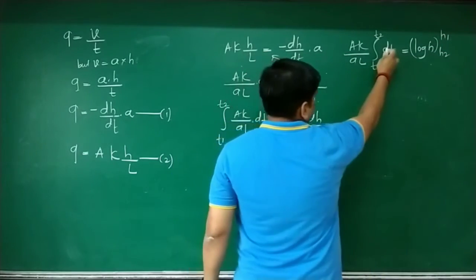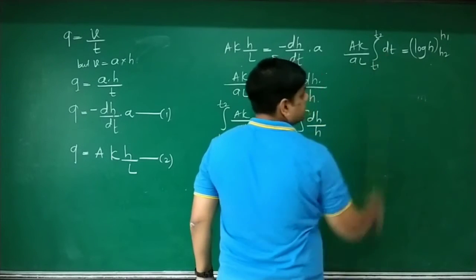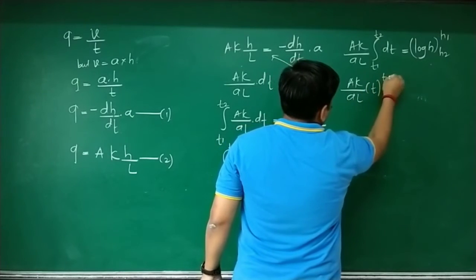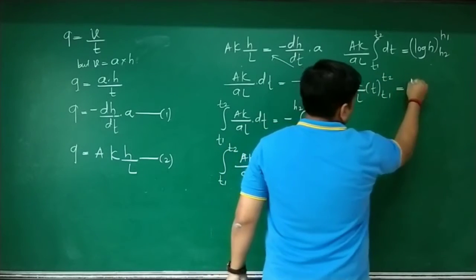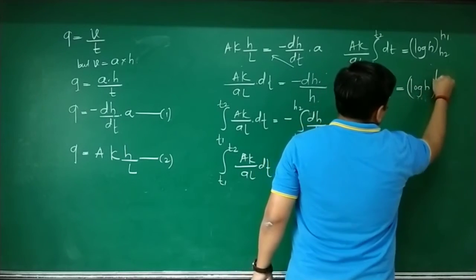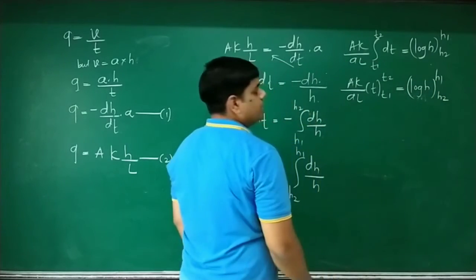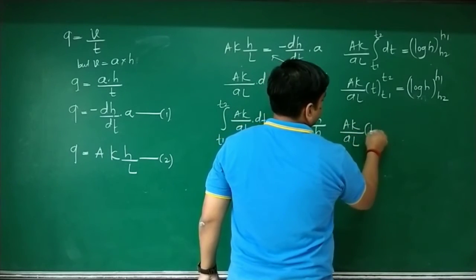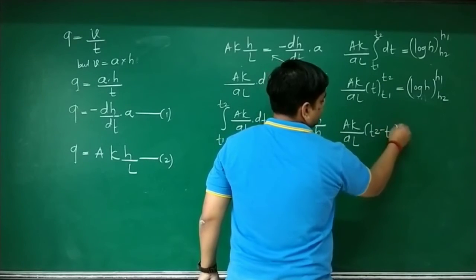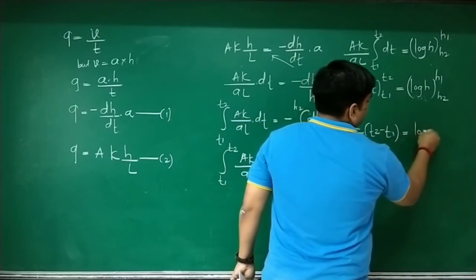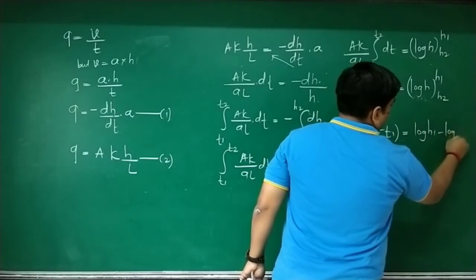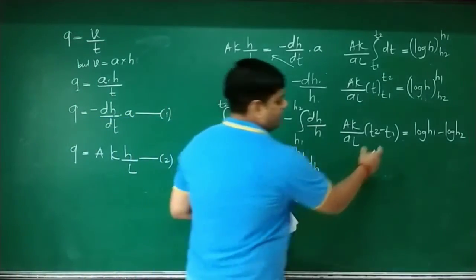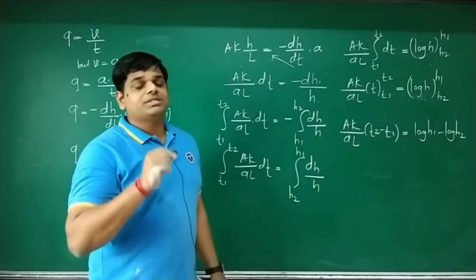Okay. Now what is the integration of dt? It is T. So AK upon AL into T, limits T2 and T1, is equal to log of H, limits H1 and H2. Okay. Now again simplifying this, AK upon AL, upper limit T2 minus lower limit T1, is equal to log of H1 minus log of H2. So logarithmic difference, log H1 minus log of H2. Now T2 minus T1. What is T2 here?